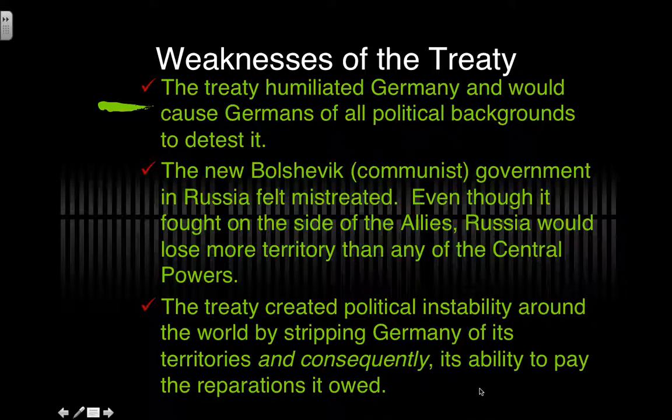And really, some of the big winners in the treaty would have been Great Britain and France, and even Italy was pretty much bent out of shape because they felt that they had not been rewarded for serving on the Allied side, because they didn't receive any land as the other Allied nations had.